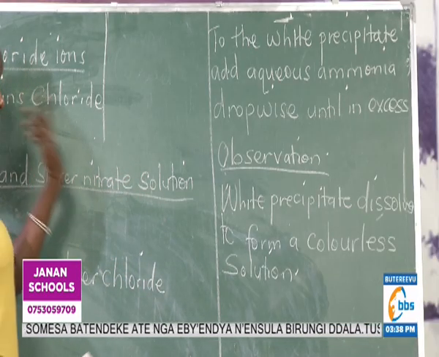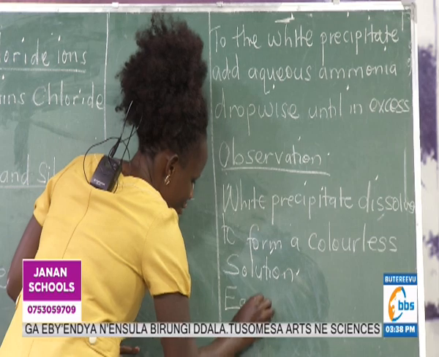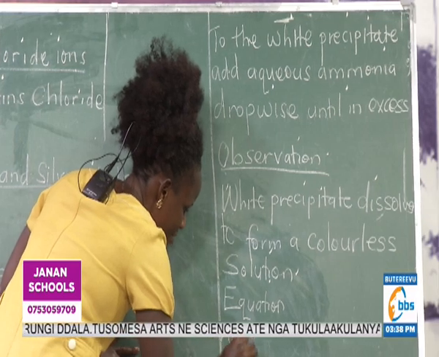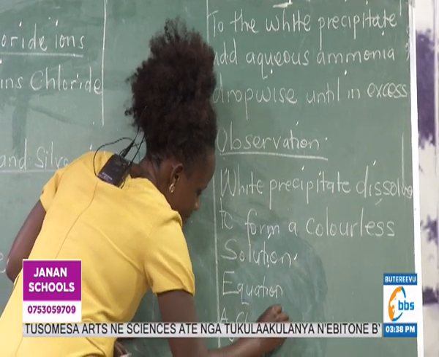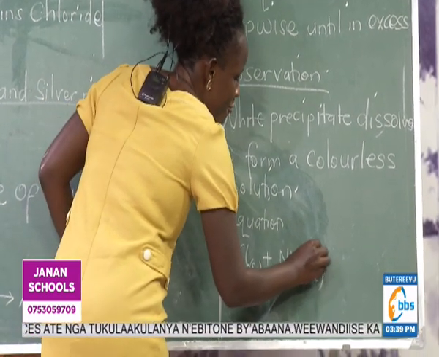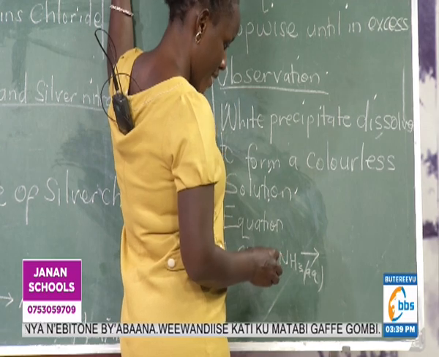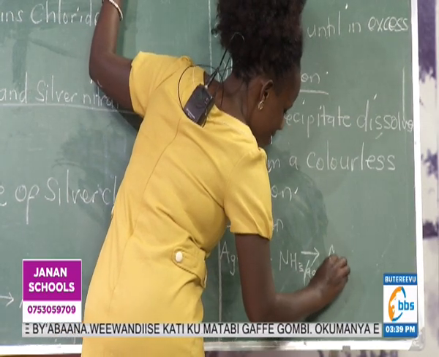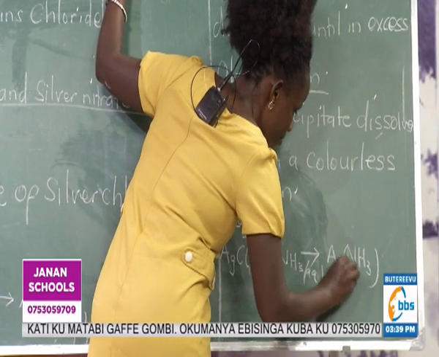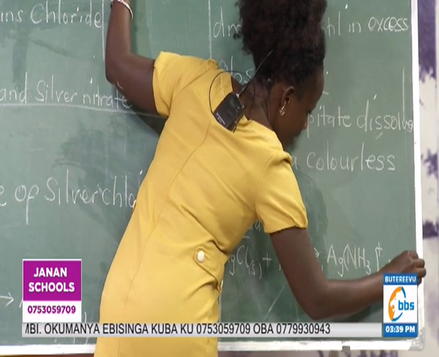They may tell you even to write the equation. What will our equation be like? Our equation will be, we have our white precipitate, which is silver chloride. We are adding excess ammonia. And what do we form? We form a complex, a colorless complex, and that complex is called diaminosilver ions. Therefore, we shall have our silver, our ammonia, plus our chloride ions.